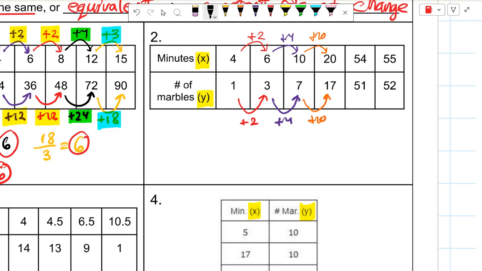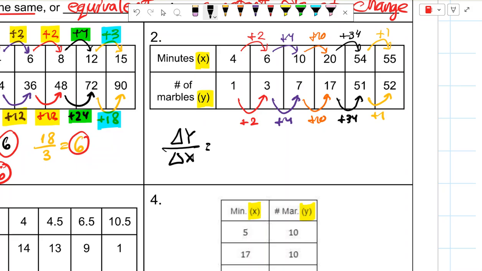Then we go to the next one, a difference of plus 34 and a difference of plus 34. And finally, the last one, a difference of plus 1 and a difference of plus 1. And so remember what we do to find out if it has a constant rate of change. We simply do delta y, that means the change in y, divided by delta x, the change in x.